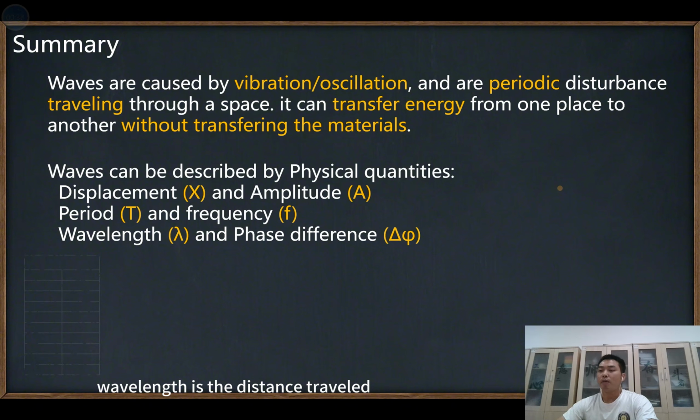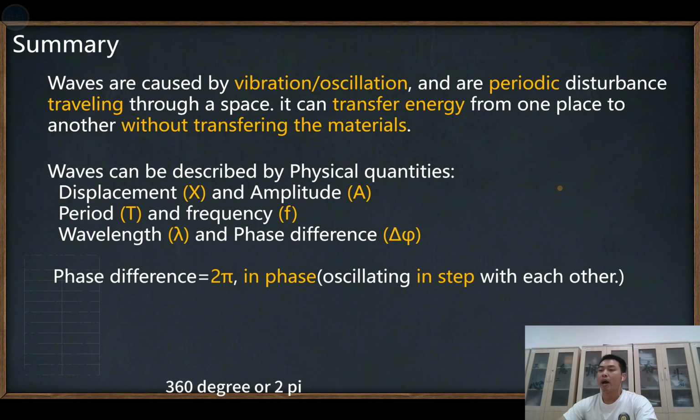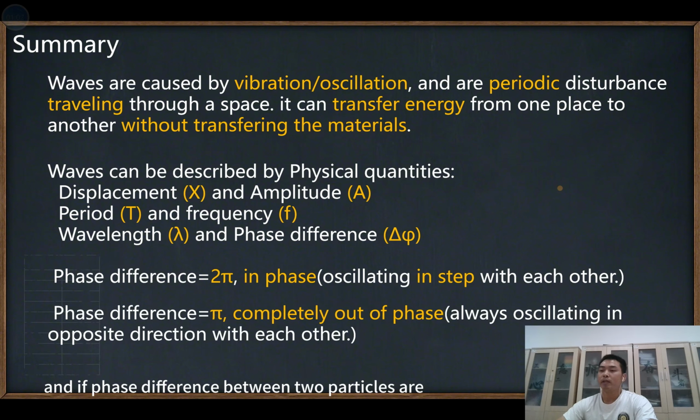Wavelength is the distance traveled by a wave in one completed vibration, and the phase difference is the fraction of a cycle that one point leads or lags the other, expressed in either degrees or radians. And if the phase difference between two particles is 360 degrees or 2 pi, they are in phase, which means they are oscillating in step with each other. And if the phase difference between two particles is 180 degrees or pi, they are antiphase, which means they are always oscillating in opposite directions at the same time.